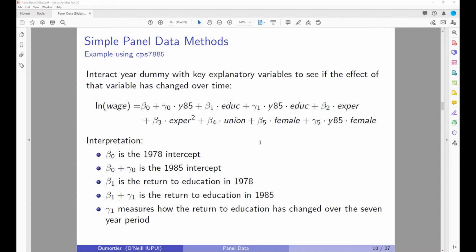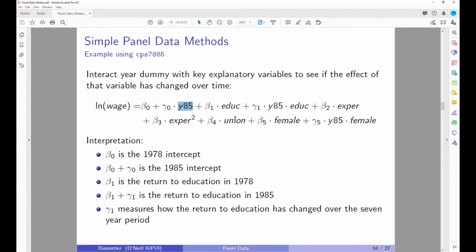Okay? Now, here we will see that we can interact yearly dummy variables with key independent variables to see whether the effect of those variables has changed over time. In this particular model, we would like to explain how the wage somebody earned has changed between 1978 and 1985, and how this relates to education as well as female. Okay, so in the sense that we are going to look at the gender pay gap here. Now note that Y85 is simply a dummy variable that is coded as 0 if we are talking about the year 1978, and that is equal to 1 in the year 1985.